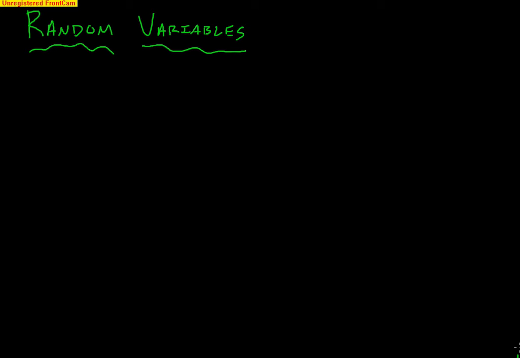Alright, this video is over random variables. And first, I want to make sure you understand a random variable is really simple to understand. A random variable simply takes on a numerical value that describes the outcome of some chance process. So it does need to be a numerical value. And there are two different types of random variables. So as we learn about random variables, we're going to learn about each type.